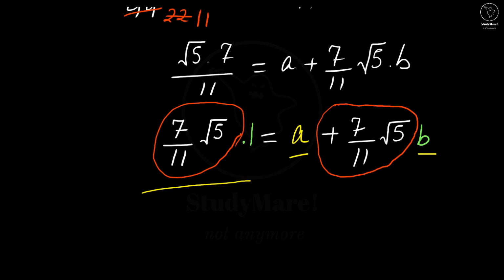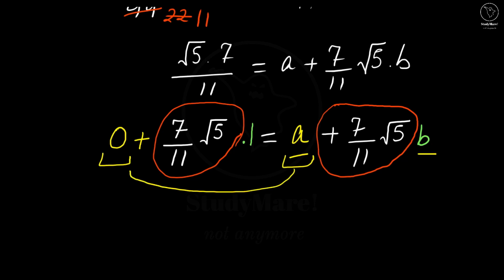But again we are left with A. A is also not there in this case, means we can simply write it as 0 plus. Now LHS and RHS both are looking similar in the same format, where we have 0 and here we have A, and here we have 1 and here we have B. What does it mean? It simply means that A is equal to 0 and B is equal to 1.